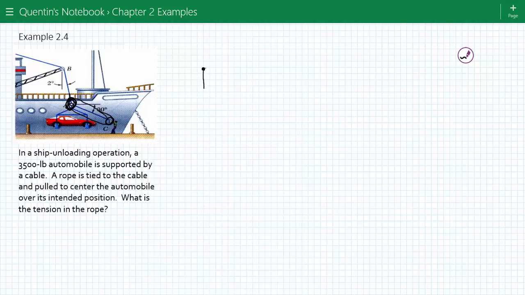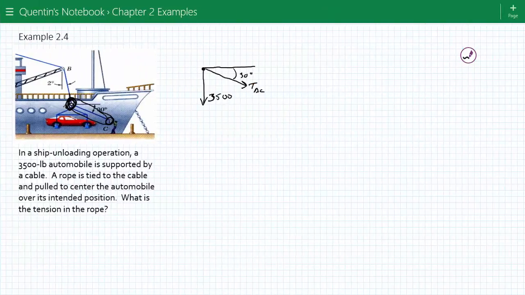What do you have at point A? You have 3,500 pounds coming down. You have a tension, we'll call it TAC, and that's coming off at 30 degrees, right? Oh, sorry. And you have a force coming up off here. I'm drawing this a little bit exaggerated. Actually, quite frankly, it's a lot exaggerated. But just so we can show this is 2 degrees, and this is TAB.